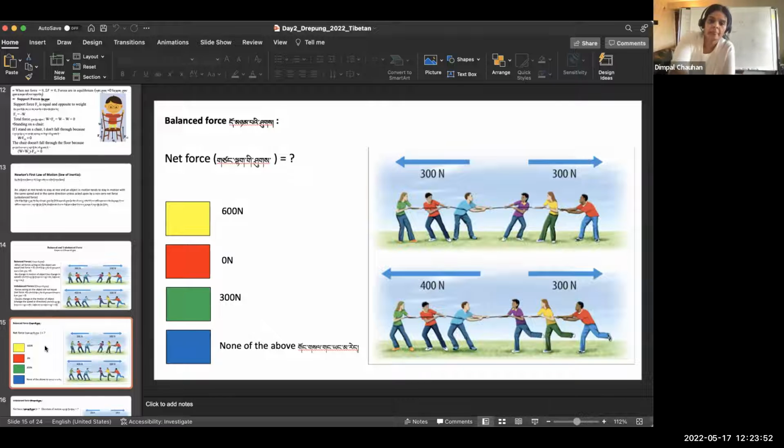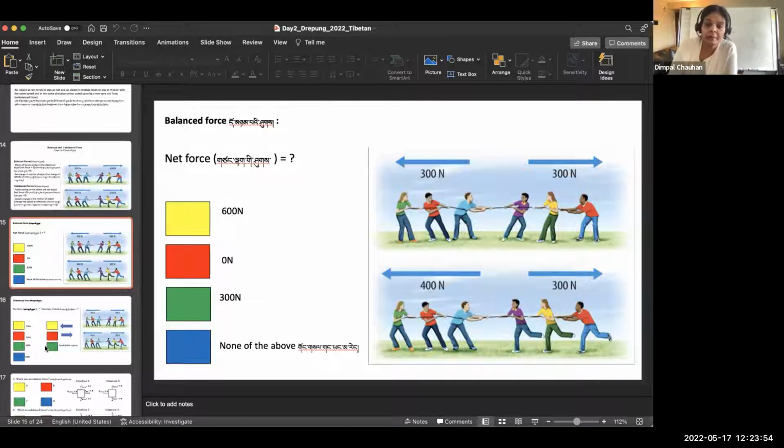Yeah, they are showing blue. Yes, none of the above. How much should it be? We just did the example. There is one with B. 0 newtons. One green. Okay, how do you think the 300 newton will be the net force?